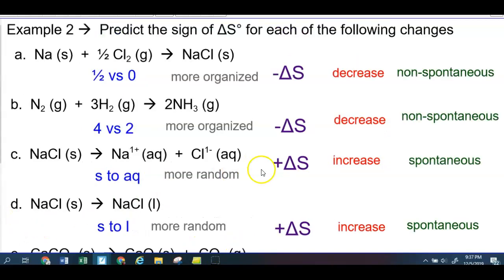And then we could also likewise be asked about spontaneous or non-spontaneous. If it's more organized, non-spontaneous, more random, spontaneous. So again, I could ask you about the gray section. I could ask you about the sign of entropy. You could be asking a question about increasing or decreasing entropy, or you could be asked about whether something is spontaneous or non-spontaneous based on entropy.